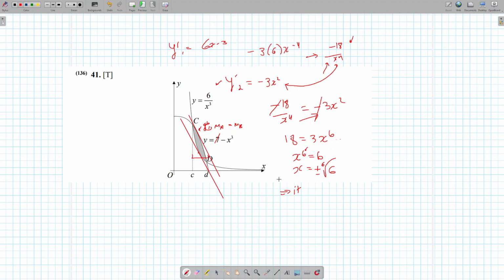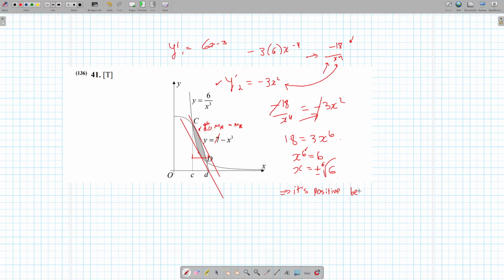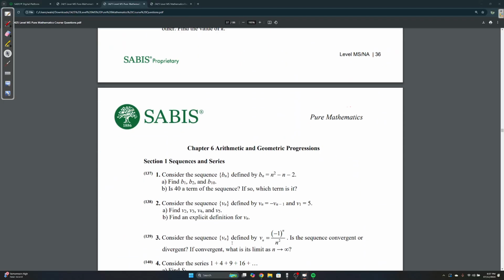It's between 1 and 2. It's positive because remember they gave us the condition that k is in between c and d. k has to be greater than c. It has to be after c. And we said c was, I think, 1. So hence k is equal to the positive 6th root of 6. Okay, that's it.